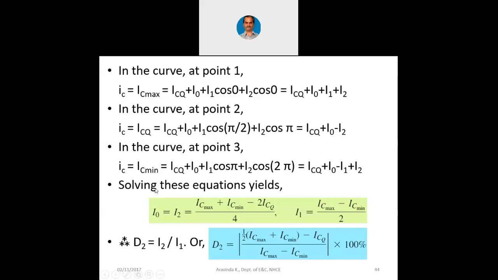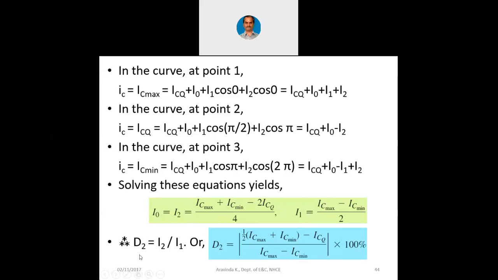Now solving these equations, we get I0 equals I2 equals IC max plus IC min minus 2 ICQ by 4, and we get I1 equals IC max minus IC min divided by 2. We can use these three equations to obtain the values of I0, I2 and I1. Now what is this I0? The stray DC current. And what is this I1? The fundamental frequency current component.